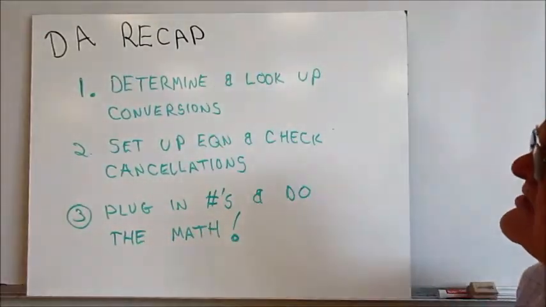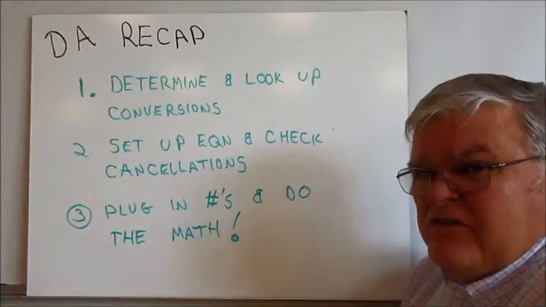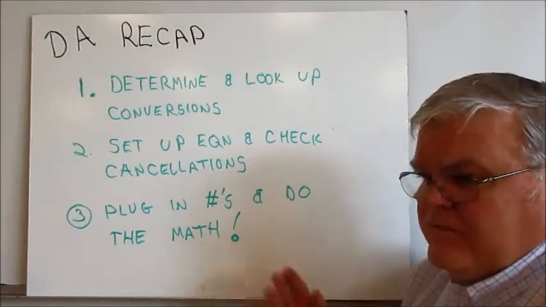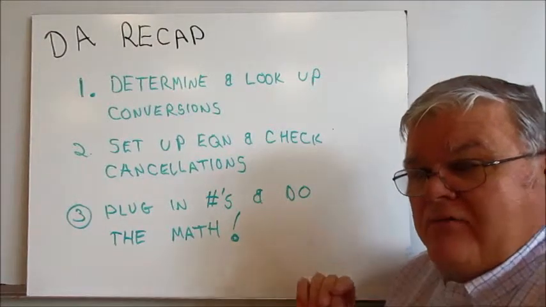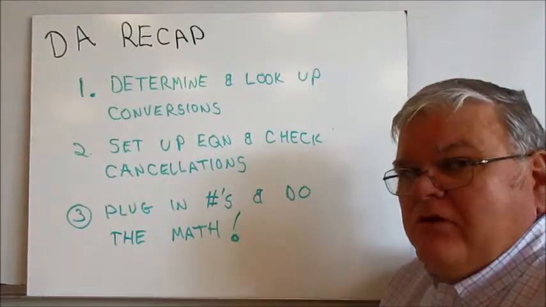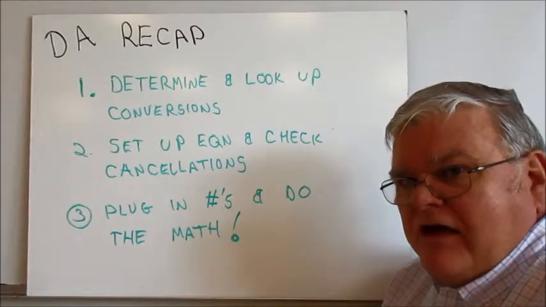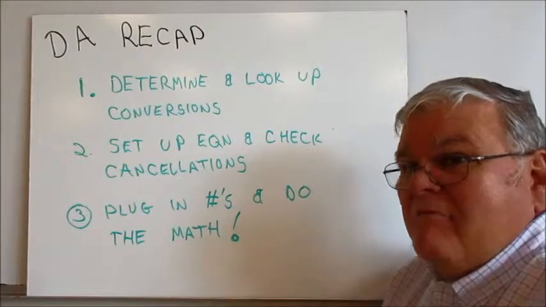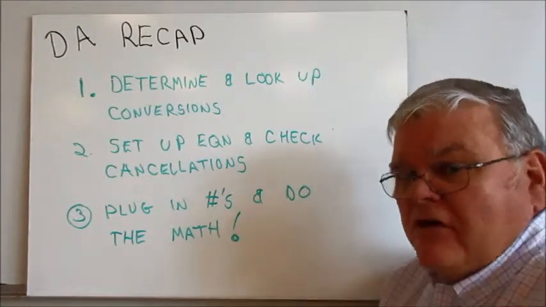Okay, flashback, quick summary here. First step, determine and look up conversions. You can do this online. You can get apps for this to put on your phone. But remember, on the big test, you're not going to be able to use those things. So they'll either have to give you the conversion right up front, or you'll have to memorize them. Basic ones you should have memorized, like the time ones, for instance. Those you should know.